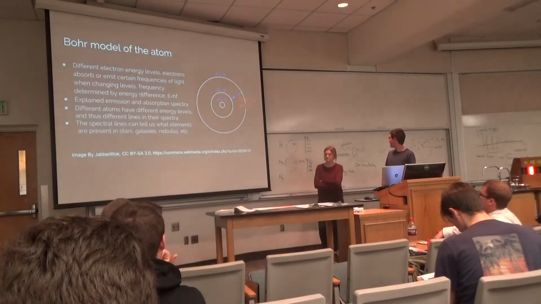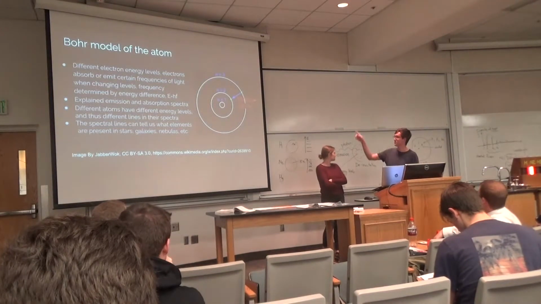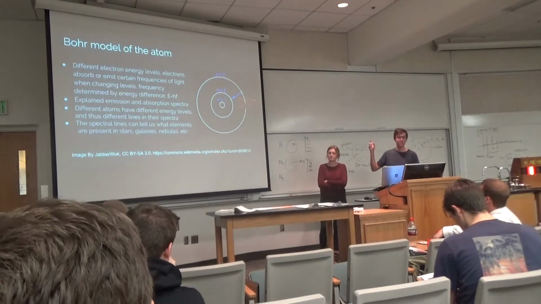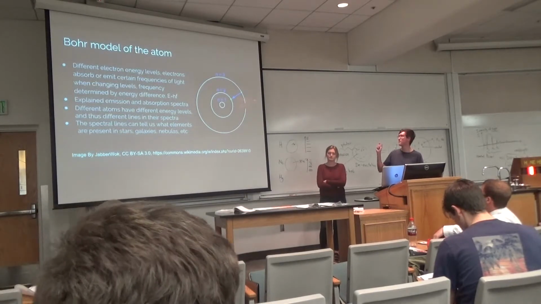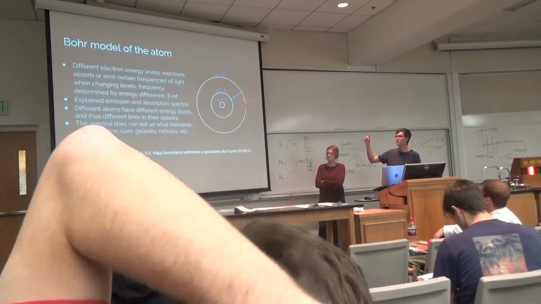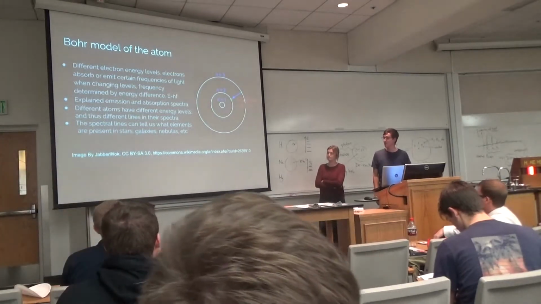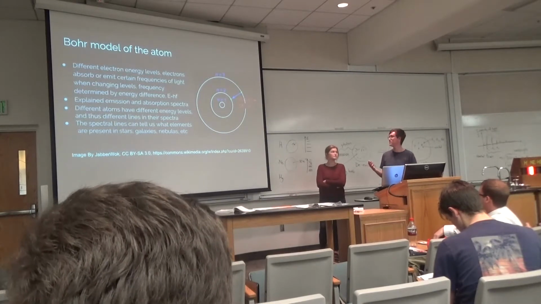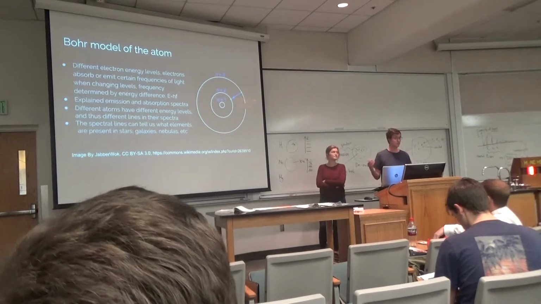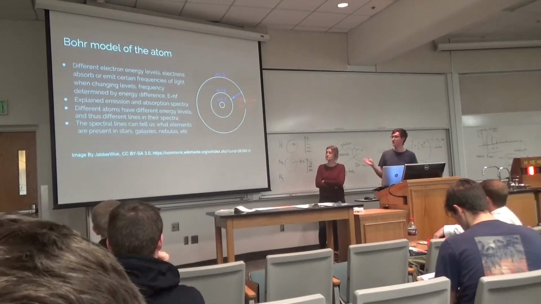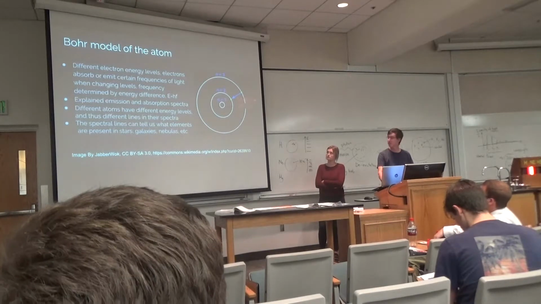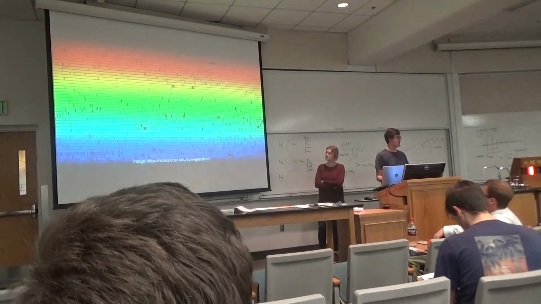So the Bohr model of the atom is what we've been talking about. There are distinct energy levels. Only certain energies are allowed. When the electrons transition, they absorb or emit a photon with an energy equal to the difference in energy between the levels. And we know what energy levels different elements have, so by looking at the spectrum, we can tell what elements are present in what we're looking at. And this is the spectrum from the sun.